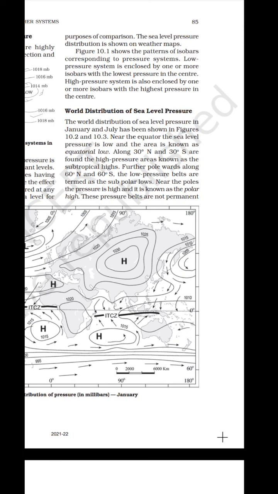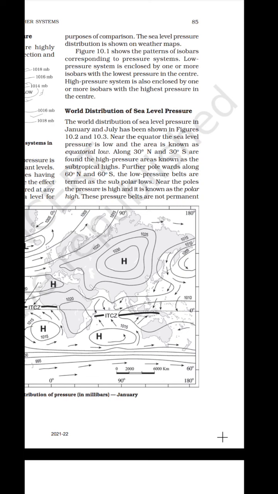World distribution of sea level pressure. The world distribution of sea level pressure in January and July has been shown in figures 10.2 and 10.3. Near the equator, the sea level pressure is low and the area is known as the equatorial low. Along 30 degrees north and 30 degrees south are found the high pressure areas known as the subtropical highs.